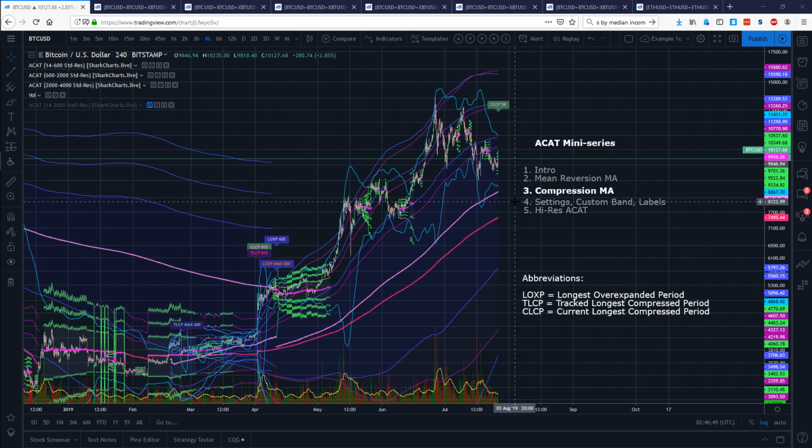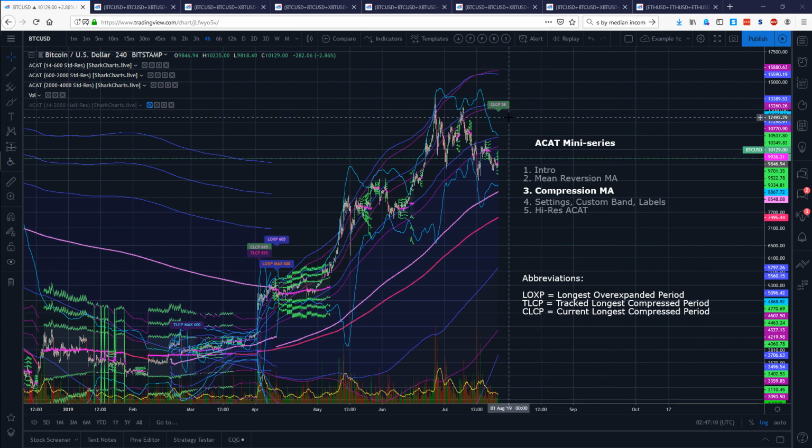A compression moving average is two sets of bands on this chart. It's the purple band with the rose mean, and the green sets of bands with the magenta mean. The purple set of bands is the tracked longest compressed period. The green set of bands is the current longest compressed period.